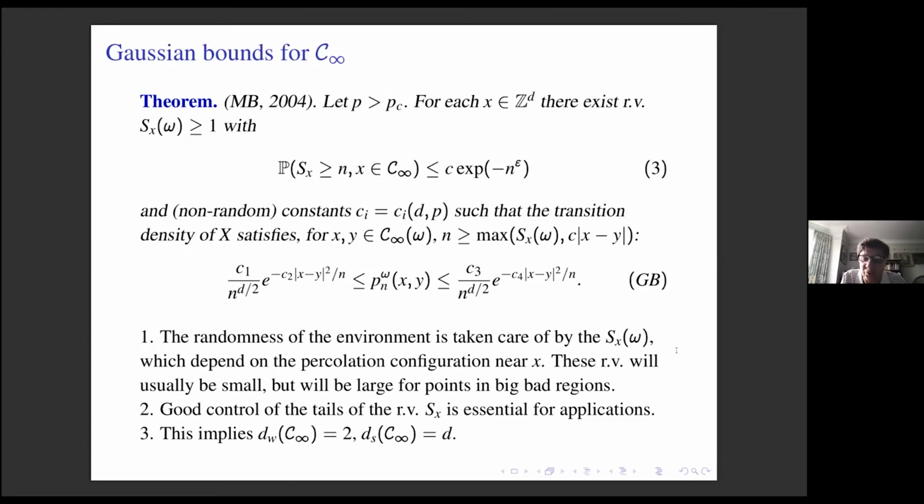And if you were actually going to use these bounds to do some calculations, you need good control on the tails of the random variables Sx. And this theorem implies that, in the terminology that we met earlier in these lectures, the walk dimension of C infinity is 2, and the spectral dimension of C infinity is D, and the fractal dimension of it is also D. So this theorem answers the first of our two questions on long range behavior of random walk on percolation clusters. We do have the Gaussian transition density bounds.